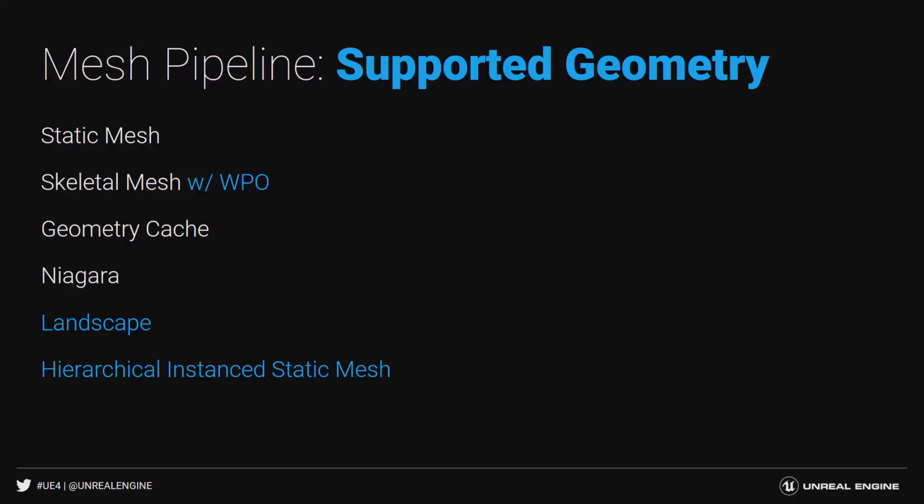Geometry cache is what we used on Troll for the Alembic representation, so animated data that's streamed into the system. And then we have support, as you saw in Troll, for Niagara particles. And then landscape is brand new, and we needed that for some of our Fortnite cinematics, and that allows the landscape to shadow itself. Previously, we had to use proxy cards and surfaces to try to fake the effect. And new instanced static mesh and hierarchically instanced static mesh.